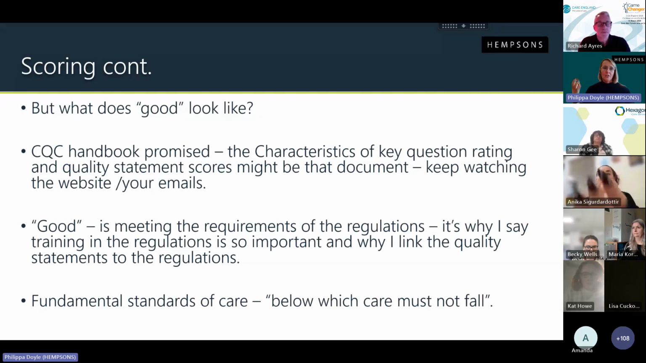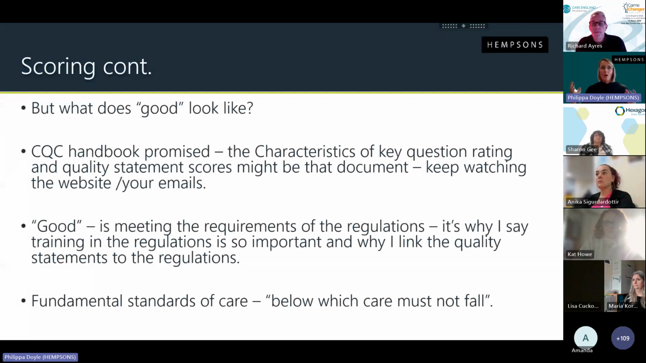But as I say, good is meeting the requirements of the regulations. Lots of you will know that I do lots of back to basics roundtable training sessions on what the regulations actually say and what they mean. They are so important. They're the fundamental standards, and they are fundamental. The clue's in their name. I constantly link quality statements back to the regulations, because if you are delivering care to meet the requirements of those regulations, then you're ticking CQC's boxes and you're doing what you're supposed to do. So you're going to get that good rating.